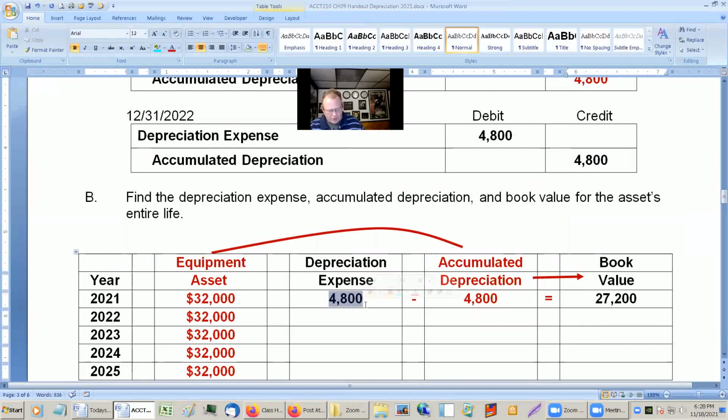All right, now we go to the next year. This is where it gets a little bit tricky. Now, the accumulated depreciation is everything up until this date. So how much would be in our accumulated depreciation as of year 2? It's going to be 4,800 times 2. So what's that? 9,600, right? Yep.